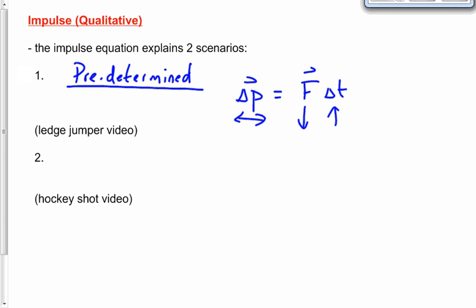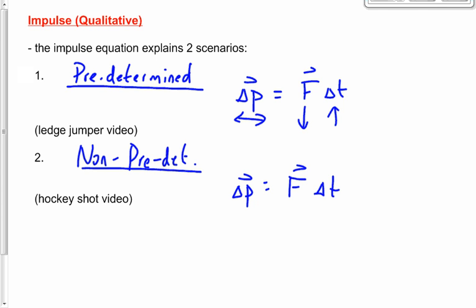The second implication of qualitative impulse is this whole non-predetermined impulse. This is when we're starting an object. Maybe we're hitting a golf ball off the tee. Maybe we're taking a slap shot with a hockey stick. Maybe we're throwing a baseball, or hitting a baseball with a bat. In the end, when we have a non-predetermined impulse, we're trying to give it as much impulse as possible.